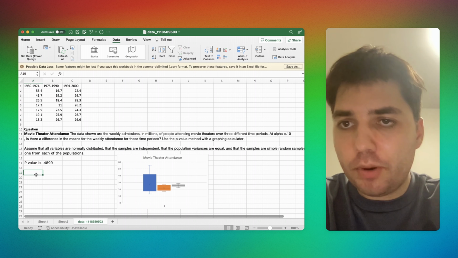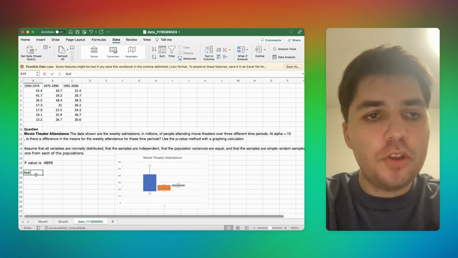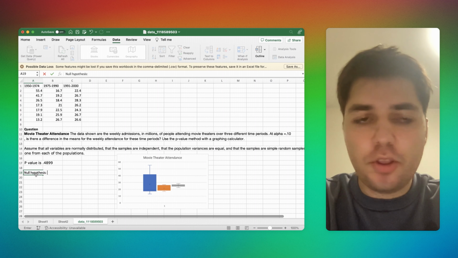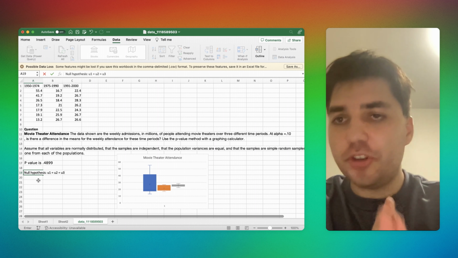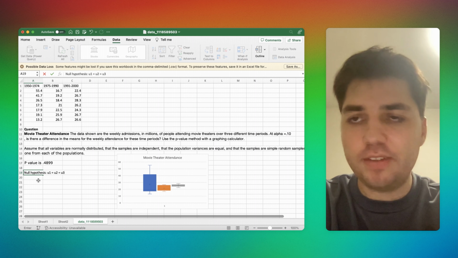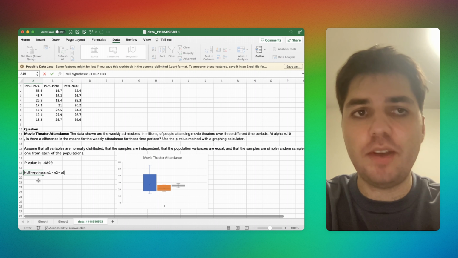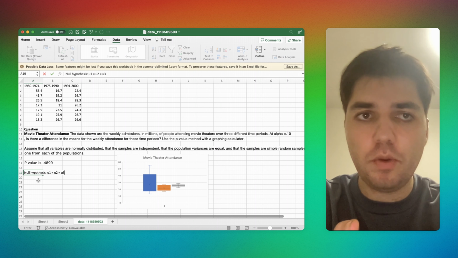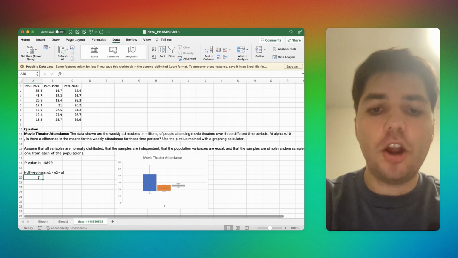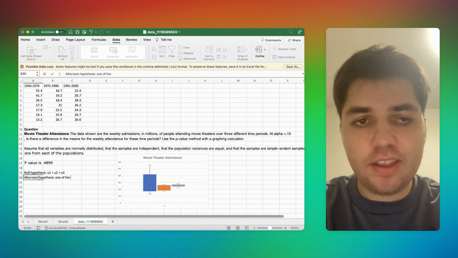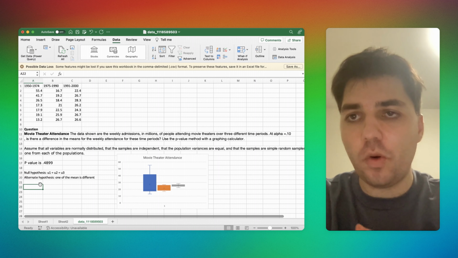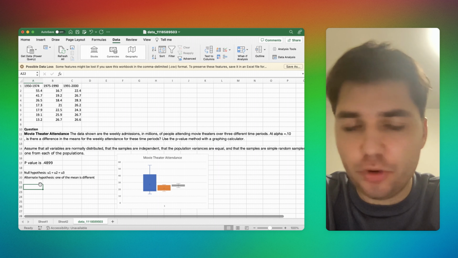And before I progress any further, let's go over our null hypothesis and our alternate hypothesis. So our null hypothesis is that mu1 equals mu2 equals mu3, which basically means there's no difference in means. The mean of 1950 to 1974 is the same as the mean of 1975 to 1990, which is the same as the mean of 1991 to 2000. Our alternate hypothesis is that one of the means is different. Only one of these means has to be different in order for the alternate hypothesis to be true.